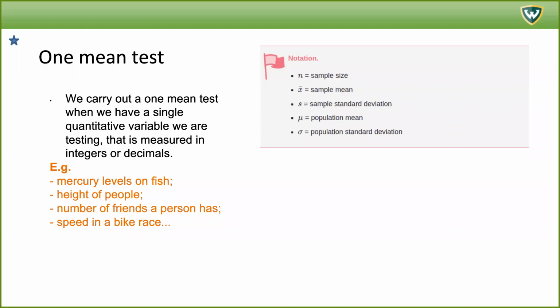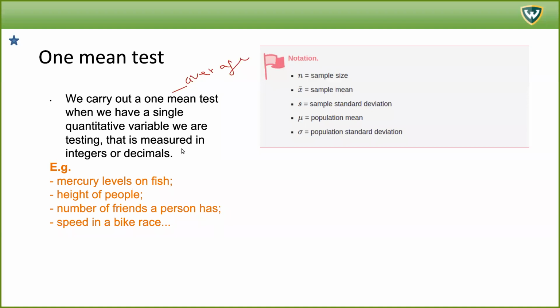The one mean hypothesis test. So the one mean hypothesis test is a test we carry out on one mean, and by mean we're talking about the average, the calculation we've already gone over. We do this kind of test when we have a single quantitative variable that is measured in integers or decimals. So it's not a proportion.